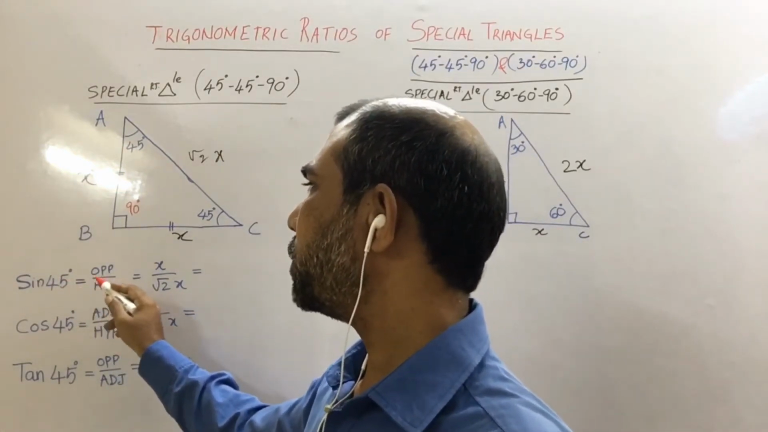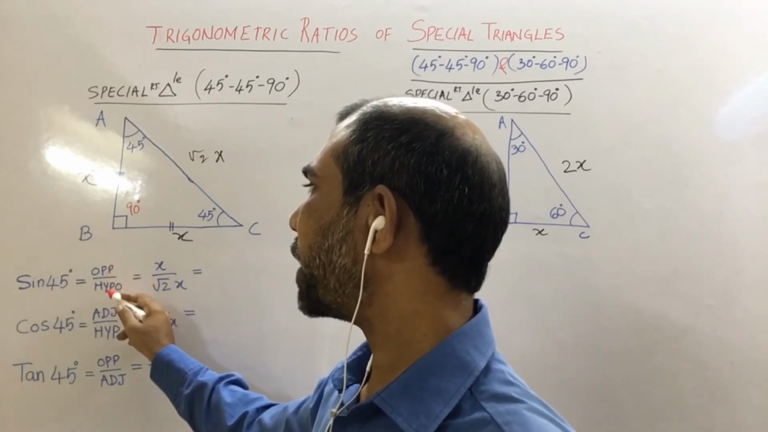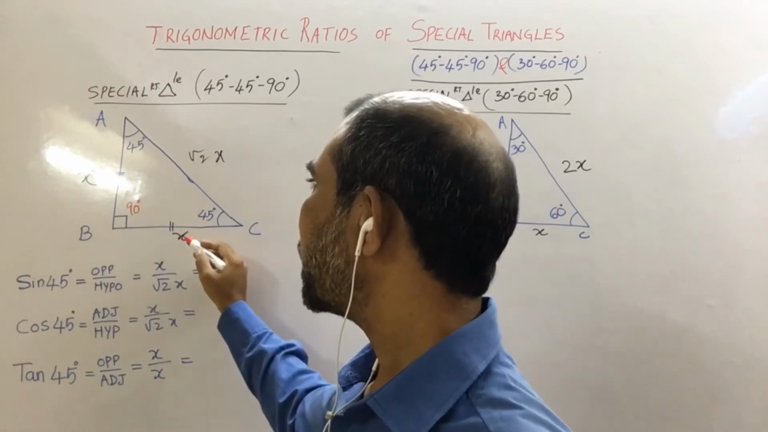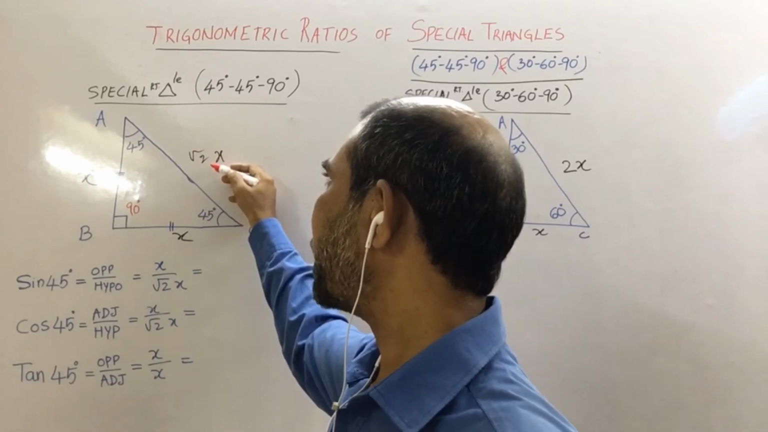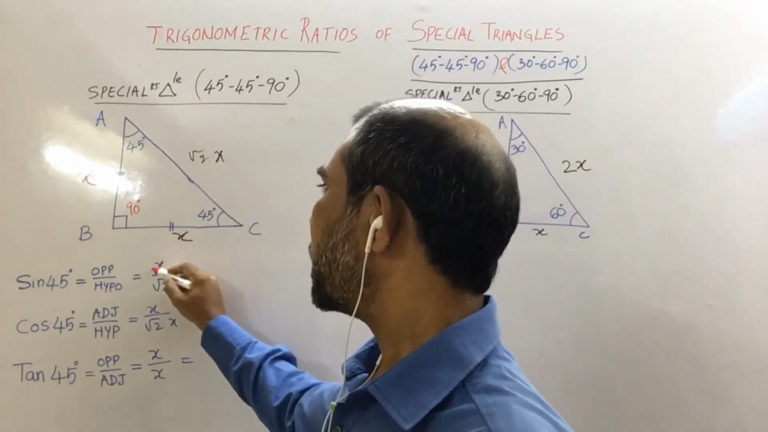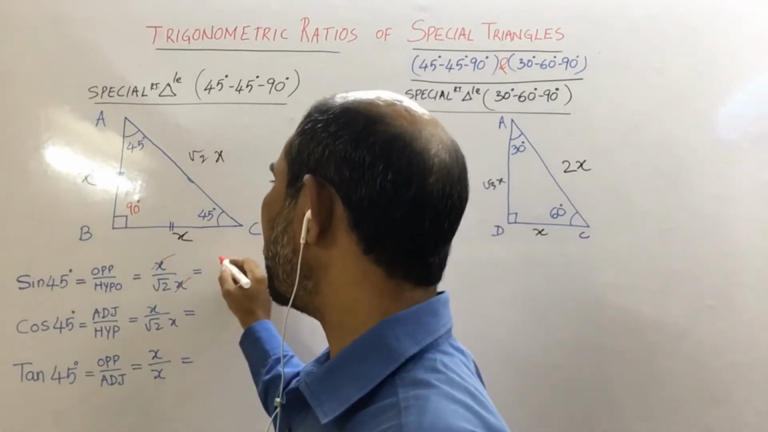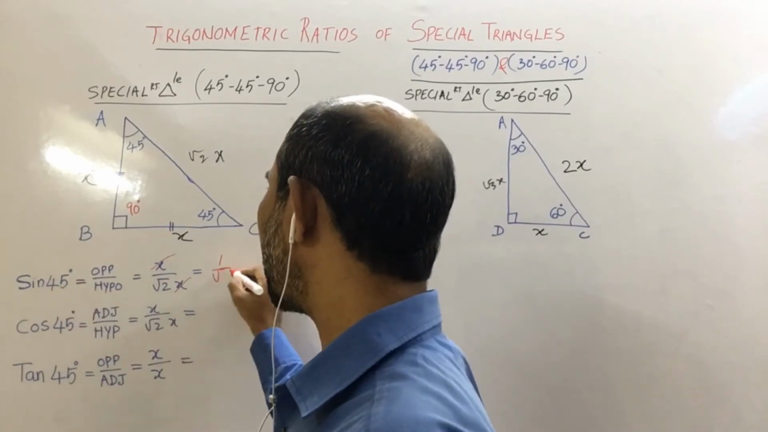Using the basic definition, sine 45 is the opposite side to 45 degrees over the hypotenuse. The opposite side to 45 degrees is x here, and the hypotenuse, as we have calculated, is square root of 2 x. So here the common factors can be cancelled. So the value of sine 45 is 1 by square root of 2.